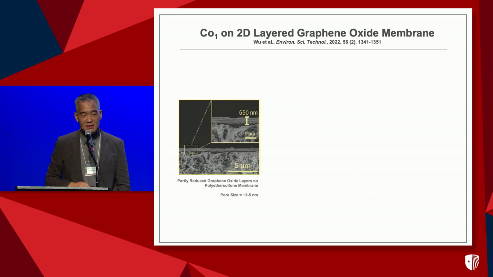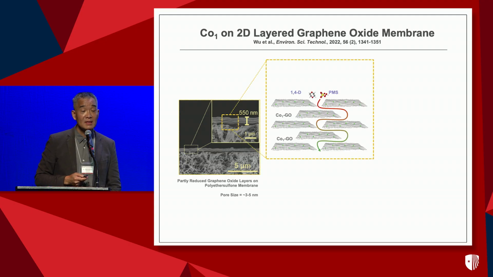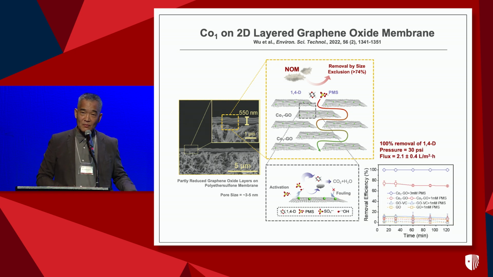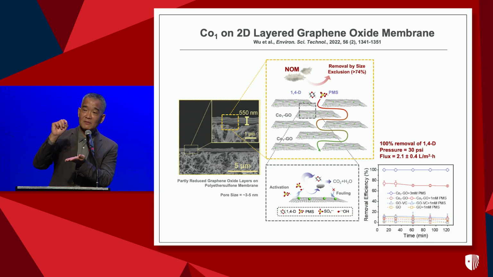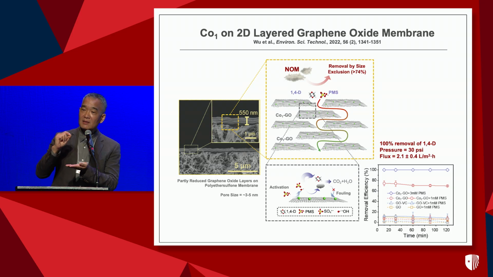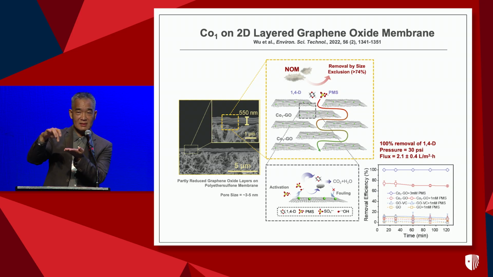I'm going to skip a little bit of details. The reason why people like me are thinking about this is because of this 2D graphene layered membrane. Basically, the same sandwich analogy that I just mentioned. We have this graphene layer, and we have cobalt as a single atom. Cobalt is the best catalyst for activation of peroxymonosulfate, which is another precursor chemical. And so we load cobalt as a single atom, and we make a composite membrane.